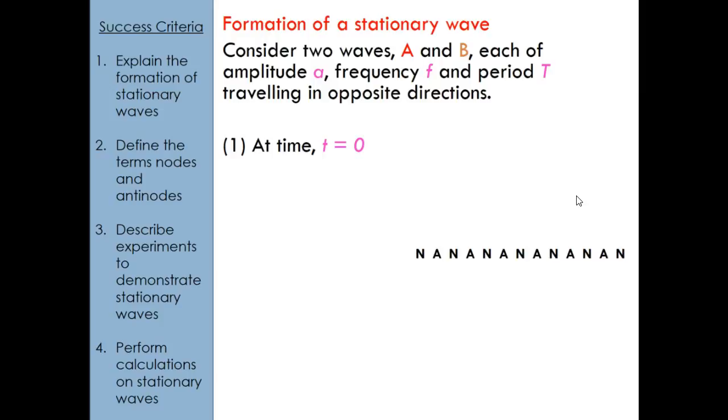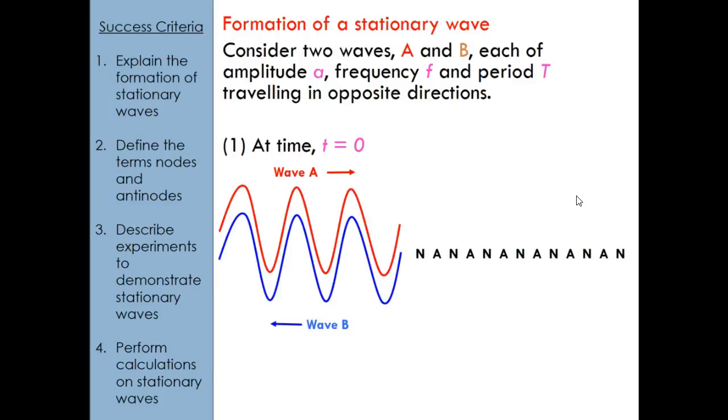So the way we form a stationary wave. Let's consider I've got two waves, wave A and wave B, same amplitude, same frequency, same time period, but they're travelling in opposite directions. At time 0, I've put them next to each other here, wave A is going to the right, wave B is going to the left, and they are in phase. So the peaks happen at the same time, troughs at the same time.